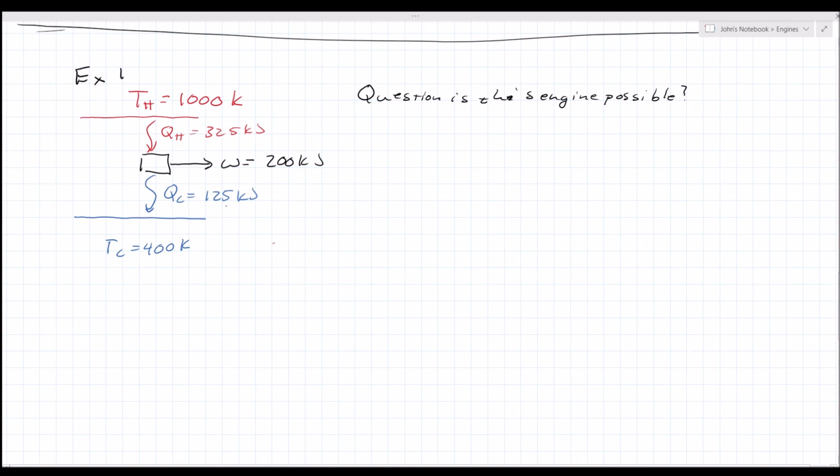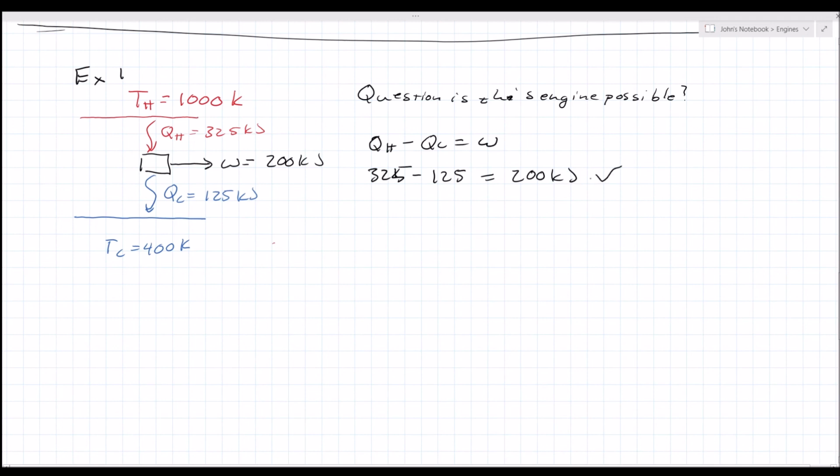Okay, so let's do our first example. So we have an engine that operates between 1000 degrees Kelvin and 400 degrees Kelvin. 325 kilojoules of heat is supplied to my engine, which outputs 200 kilojoules of work and rejects 125 kilojoules of heat. My question is, is this engine possible? Well, first things first, I have to check, does this add up? Does this satisfy that my heat in minus my heat out equals my work? Well, I have 325 kilojoules in, I have 125 kilojoules out. That gets me 200 kilojoules of work.